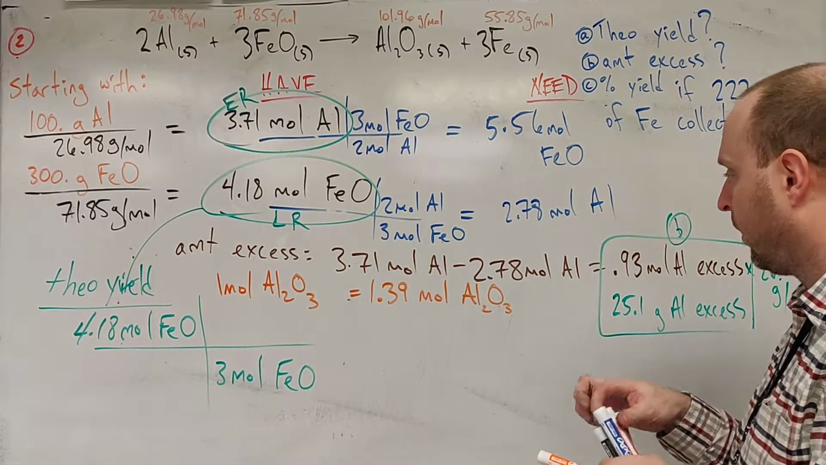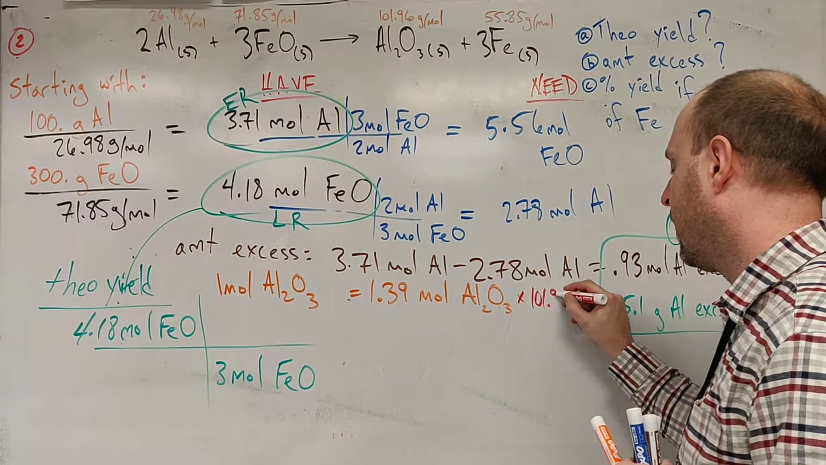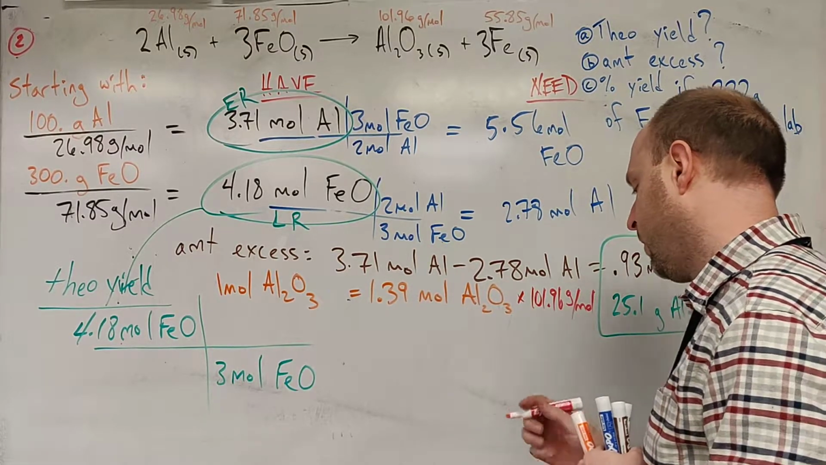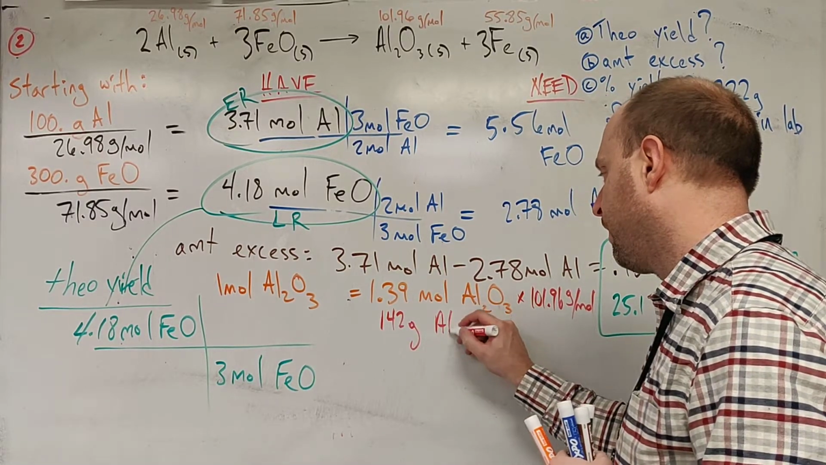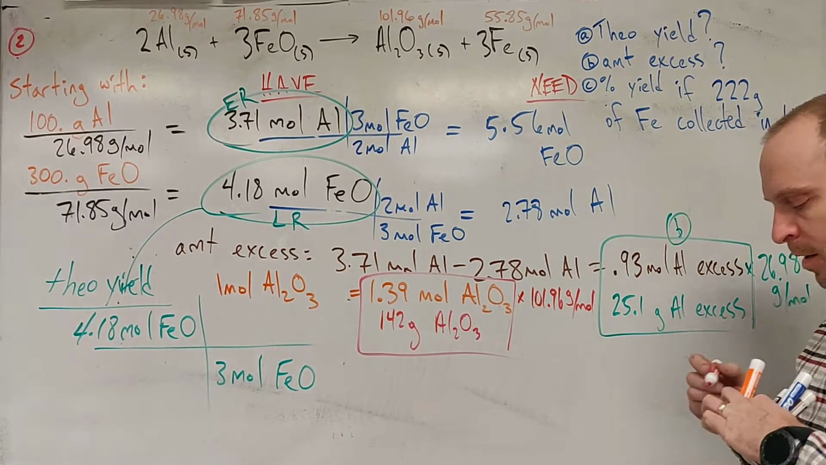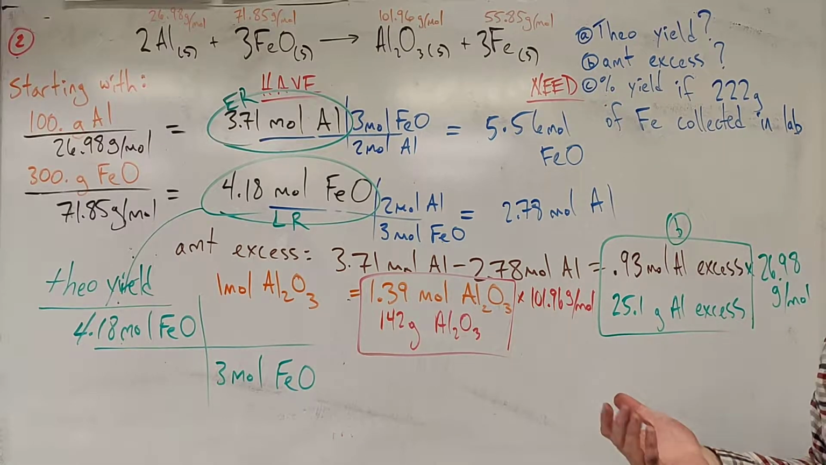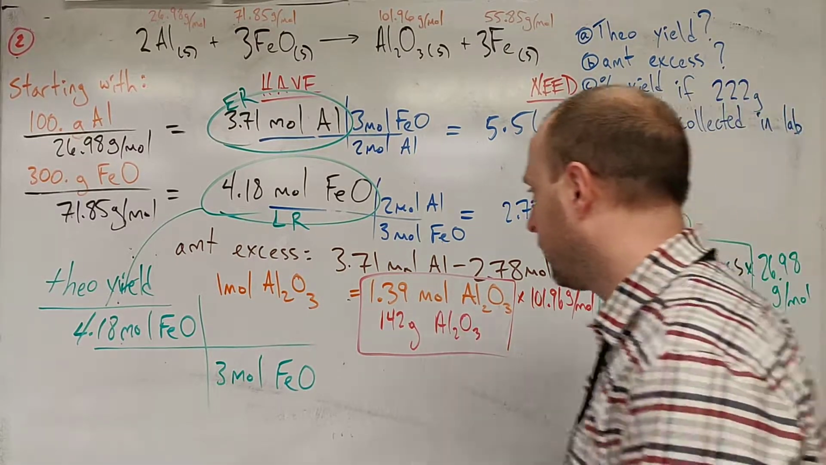I don't really have a good color choice for that at this point. So we'll multiply by 101.96 grams per mole. And we end up getting for this 142 grams of aluminum oxide as a theoretical yield. All right. So that takes care of the aluminum oxide. We have another product though, so we're going to have another theoretical yield.